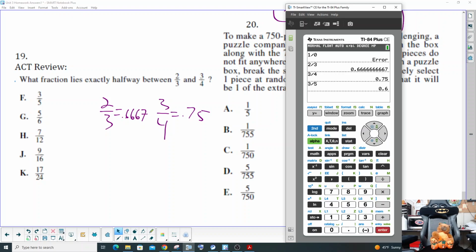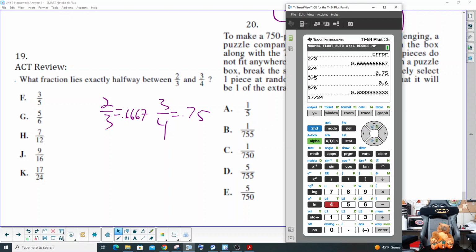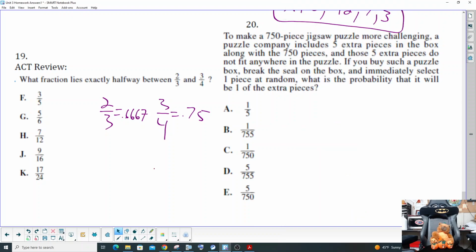How about 3/5? No, too small. What about 5/6? No, too big. What about 17/24, the very last one? Bingo, bango, bongo. 0.708. 0.708 is in between these two, right? Bam.